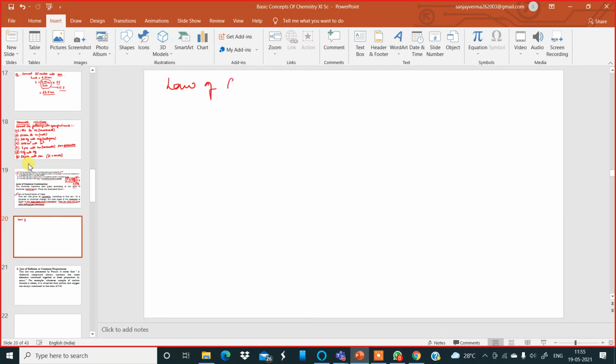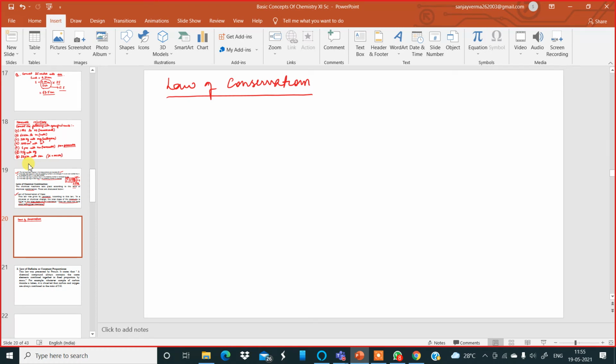Law of conservation of mass. Now, one of you tell me what is the law of conservation of mass. I want to listen from you. The energy can neither be created nor destroyed. No, no, no. What did I state just now? Just now I stated something else, and you are saying your own answer. What is the law of conservation of mass?